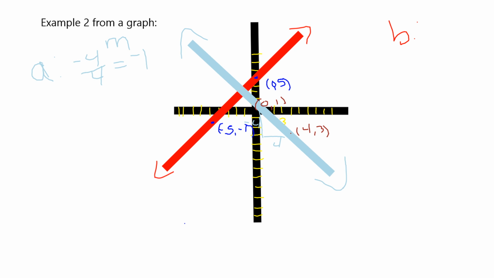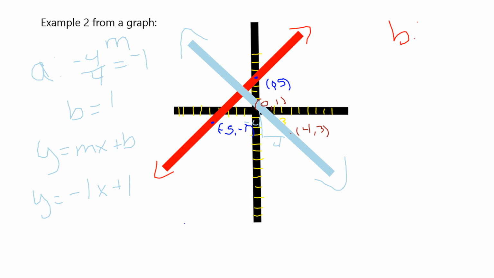My b is where it crosses the y-axis, and that's 0,1. Wherever x is 0, y is 1. So my b is 1. Now we're going to put it into our y equals mx plus b formula. So y equals my slope of negative 1 x plus 1. So my blue line is y equals negative 1x plus 1.